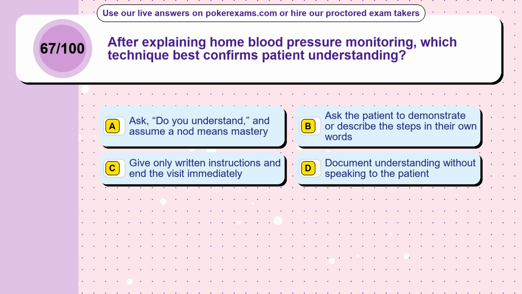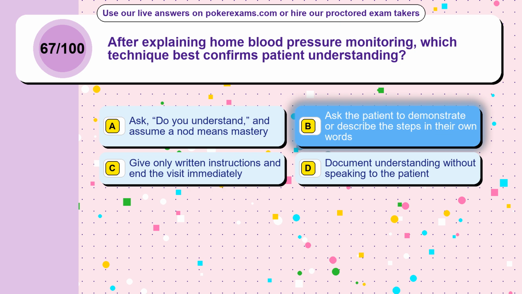Question 67. After explaining home blood pressure monitoring, which technique best confirms patient understanding? Option A. Ask, "Do you understand?" and assume a nod means mastery. Option B. Ask the patient to demonstrate or describe the steps in their own words. Option C. Give only written instructions and end the visit immediately. Option D. Document understanding without speaking to the patient. The correct answer is option B.